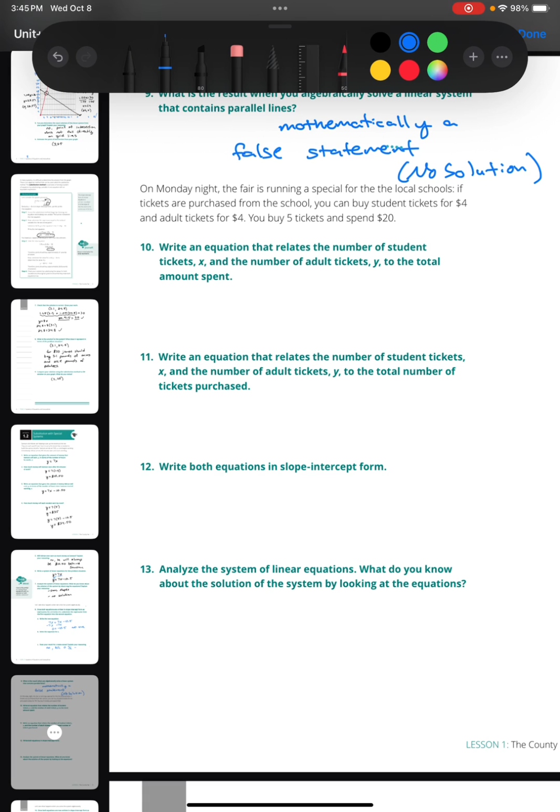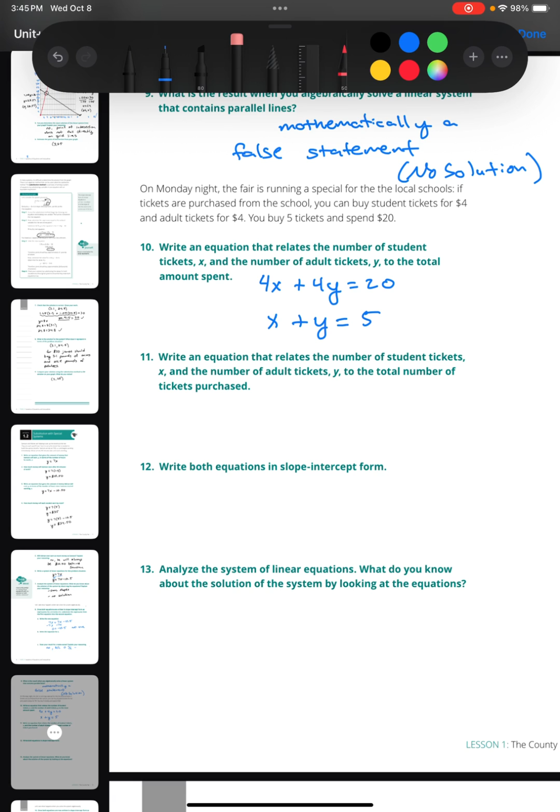So we're going to write an equation that relates the number of student tickets, x, and the number of adult tickets, y, to the total amount spent. Well, they're both $4, so we're going to have 4x plus 4y equals 20. And then it says we bought 5 tickets. So we could say just x plus y equals 5 total tickets. Okay, well, there's our system. And actually, that would have been the answer to number 11.